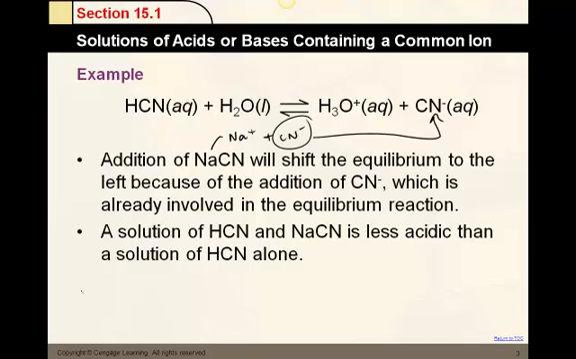And that makes sense because of course the H3O+ ion, which is the major contributor to the pH, the hydrogen ion, if we add more cyanide, it's going to shift to the left, and that shifts away from the production of those hydronium ions.